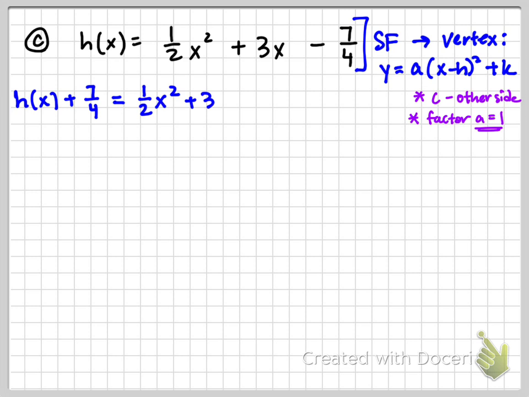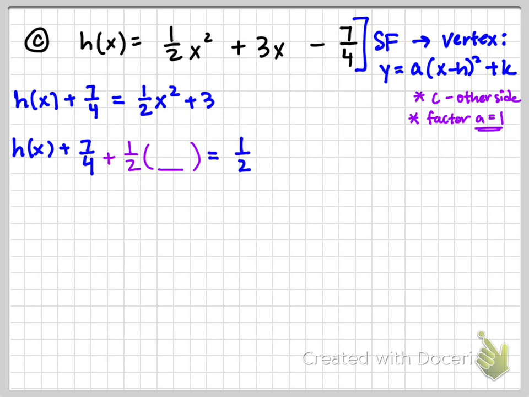Next, that was step 1. We moved c to the other side. Next, we have to factor out the a value so we get a 1. So I'm going to write h of x plus 7/4. Because I'm factoring out that 1/2, I'm going to write plus 1/2 times blank. And then I'm going to write equals.